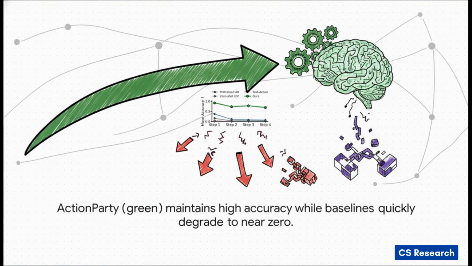And the results are, well, they're just staggering. Take a look at this graph. See that green line shooting up and staying at the top? That's Action Party. It maintains an incredibly high accuracy over time. Now look at the red and purple lines huddled at the bottom. Those are the other advanced models. Their performance just completely collapses. It goes to almost zero, almost immediately. This isn't just a small improvement. This is a whole other level of performance.